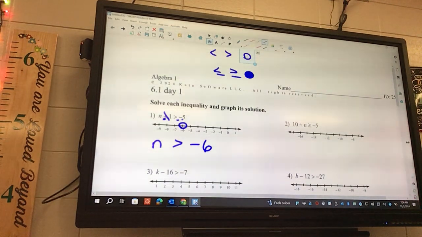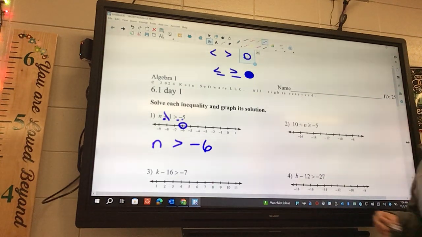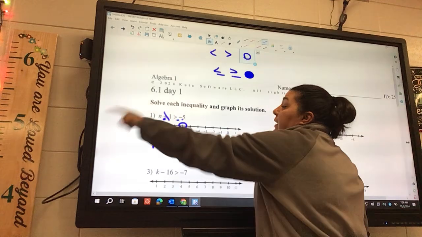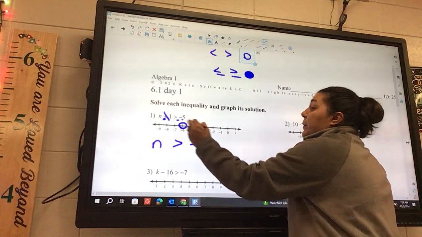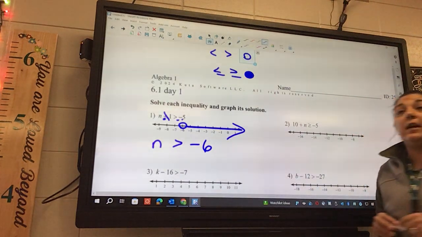We have this alligator mouth. Is he eating the letter or is he eating the number? He's eating the letter, so his mouth is faced towards the letter. He's chomping at the letter. That means that everything is bigger. We need bigger numbers. So which way is going bigger? Towards the negatives or towards the positive? Towards the positives. Okay, so we're going to do that.